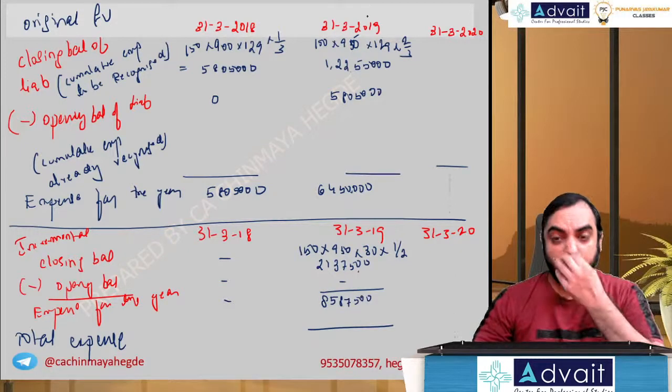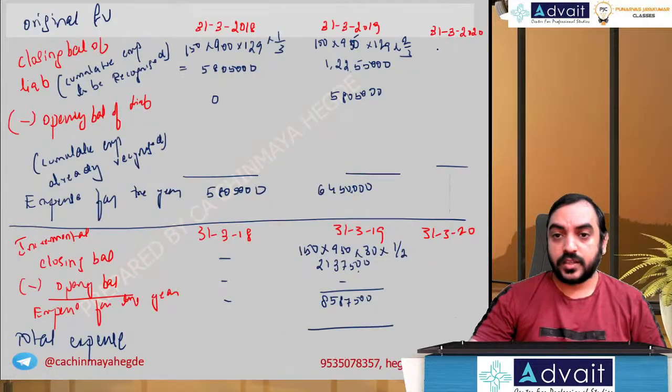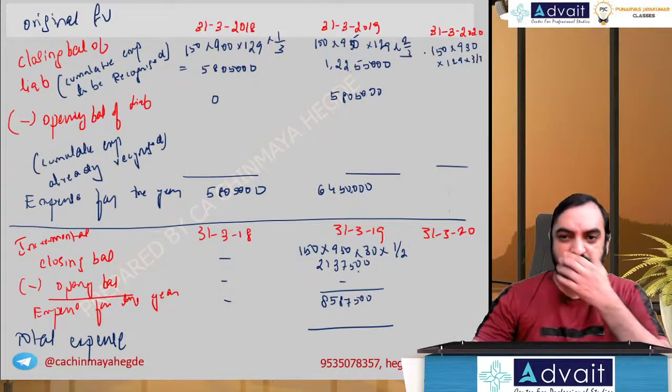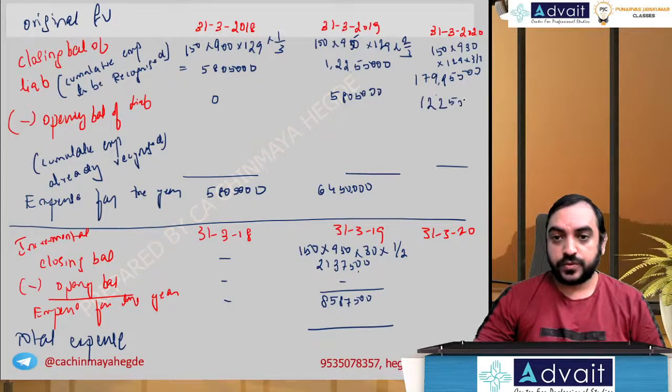85,87,500. Similarly, I quickly do it for the third year. Finally, how many people have vested? 930 have vested. 150 options, 930 multiplied by 129 into 3 by 3, that is equal number. So 150 into 930 into 129 is 1 crore 79,95,500. Subtract the opening balance, that is the previous year closing balance, 1 crore 22,55,000.